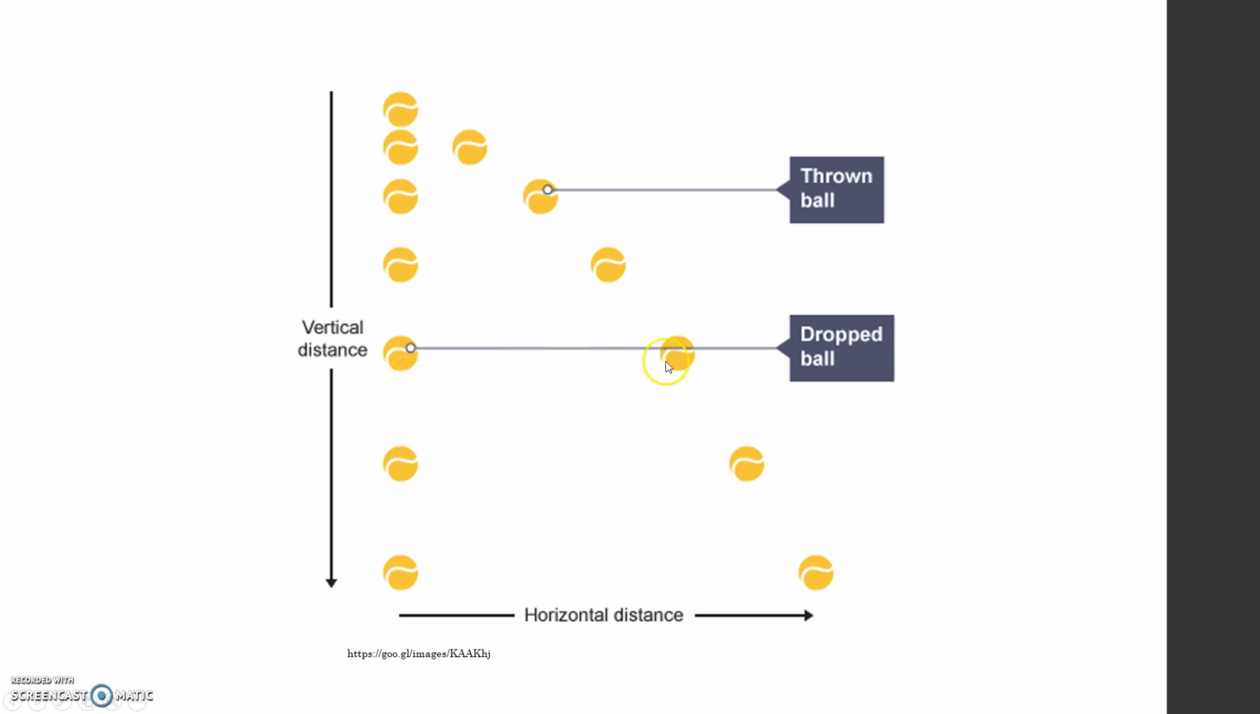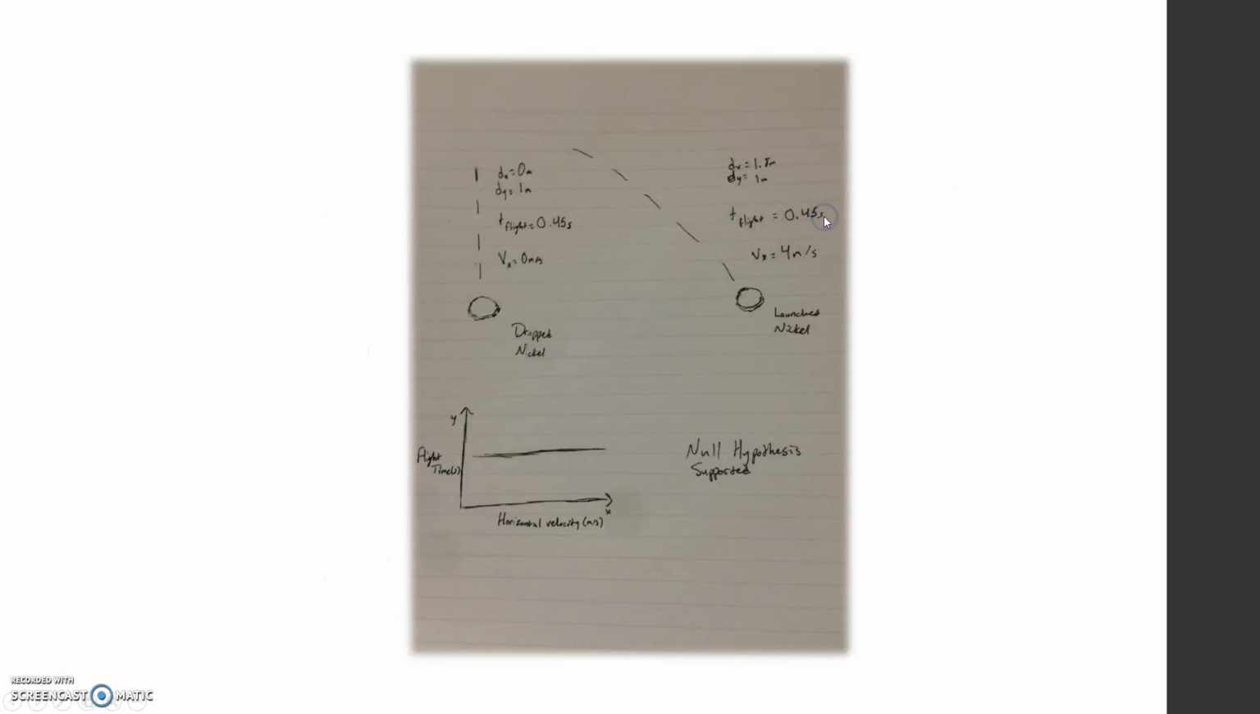And yes, as you see here, they are still falling at the same rate, despite the fact that one was thrown and the other was merely dropped. Now, here we have a sample calculation drawn by yours truly, which was used with something slightly different than balls, but nickels, and we have numbers here to show.